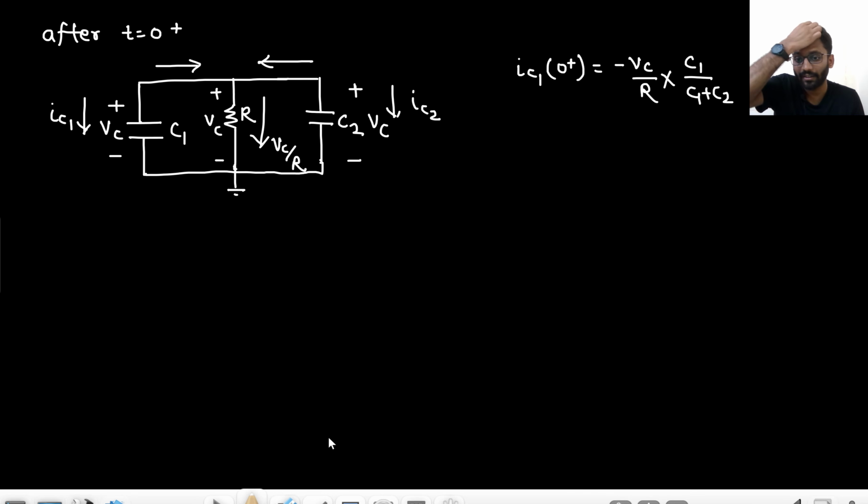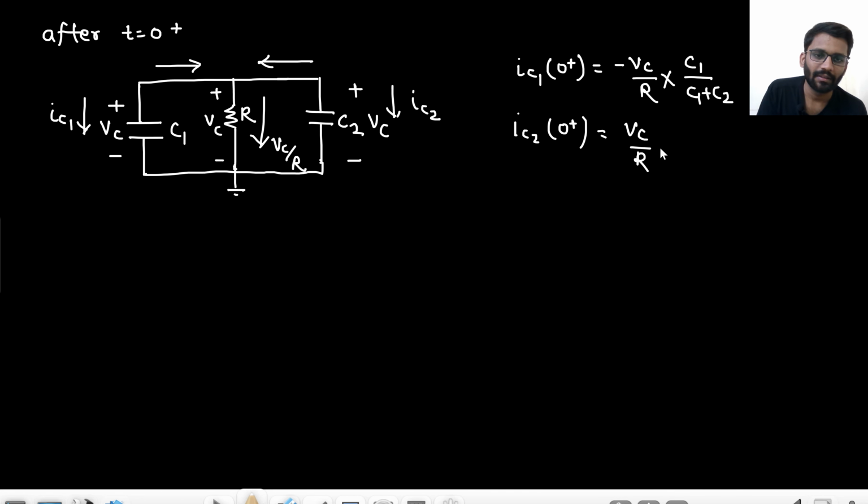So here we are having Vc by R current. Some current would be coming from here, some current from here, right? So Vc by R current would be divided in the proportion. So Vc by R, C1 upon C1 plus C2. Why negative sign? Because the current direction would be this, but we have made the direction like this, IC1 and IC2. And what will be the IC2 value at t equals 0 plus? That would be Vc by R, C2 upon C1 plus C2, also negative sign. Are you getting this point?